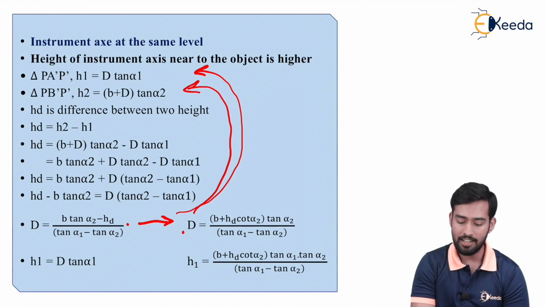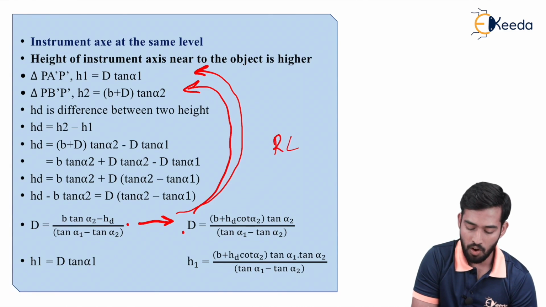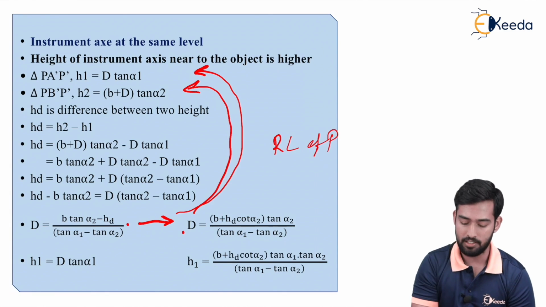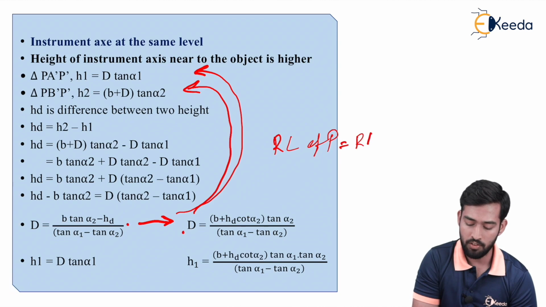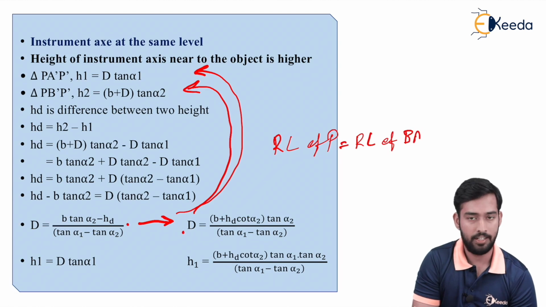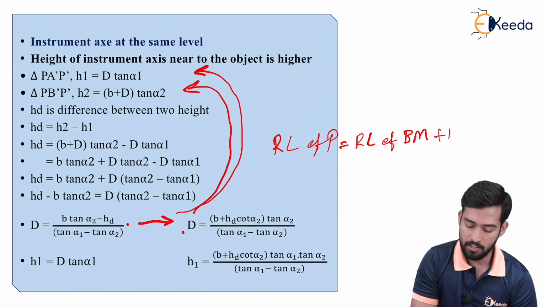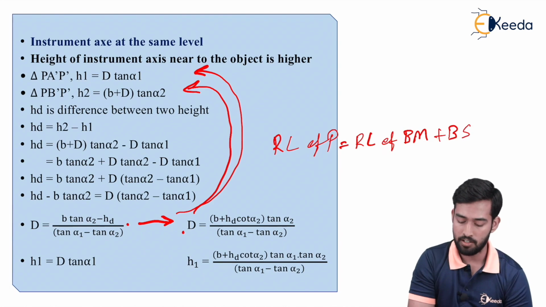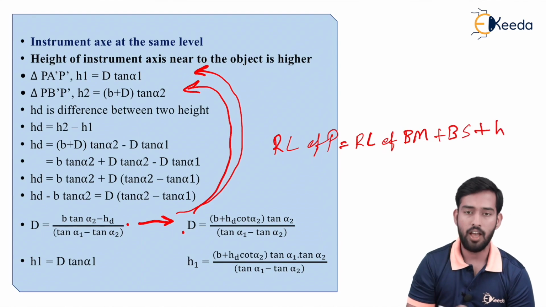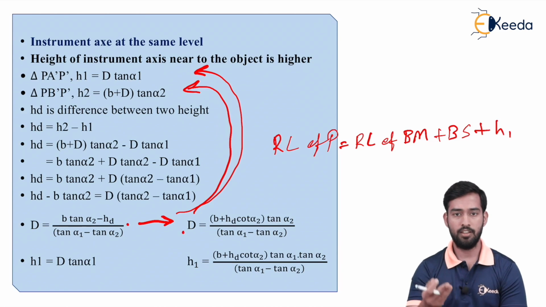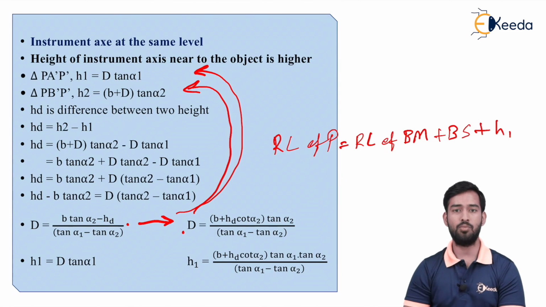And how to find out RL? RL of P, the RL of the object, is equal to RL of your benchmark plus BS, the first reading we have taken on the benchmark, plus H1. If I am using one instrument only to calculate BS, then we have to add H1. If we are using a second instrument to calculate RL, then we have to use the BS from the second instrument.